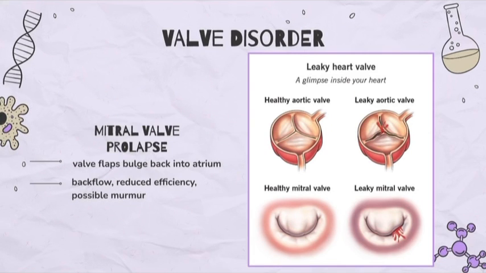A common issue that can occur within the heart is mitral valve prolapse. This happens when the flaps of the mitral valve bulge backwards into the left atrium during ventricular contraction. As a result of this, the blood might leak backwards, a problem known as regurgitation. Over time, this can cause the heart to work harder, leading to symptoms like fatigue, shortness of breath, and palpitations.